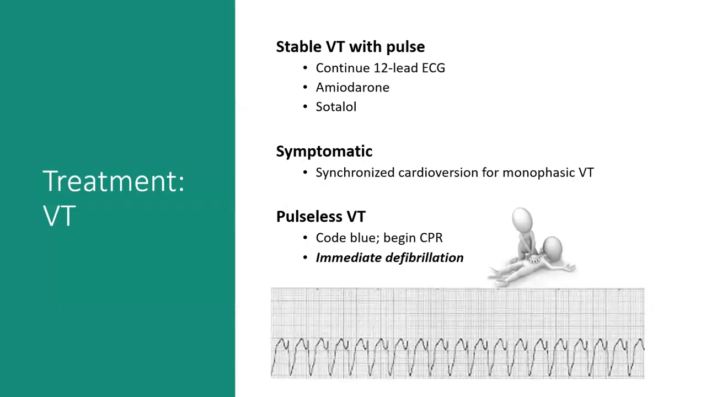Stable VT with a pulse: continue 12-lead ECG, amiodarone, sotalol. Symptomatic: synchronized cardioversion for monomorphic VT. Pulseless VT: code blue, begin CPR, immediate defib. As soon as you call for assistance and you get that defibrillator, you want to make sure you initiate CPR. So make sure that you're doing that as soon as you lose that pulse.